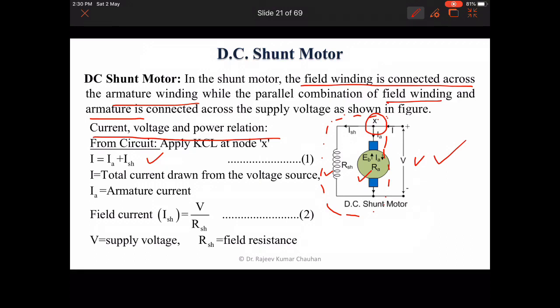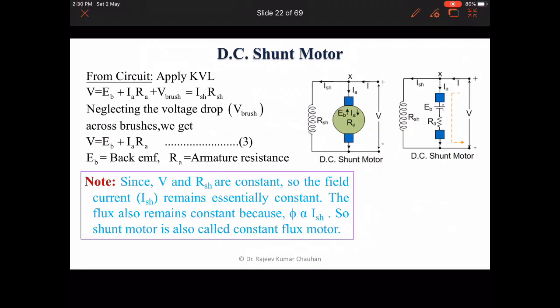As we can see from the circuit, the voltage V is applied across these two terminals, which is connected across the shunt winding. So we can write the field current or shunt current ISH is equal to V upon RSH, where V is the supply voltage and RSH is the field resistance. From the circuit we can apply the KVL.